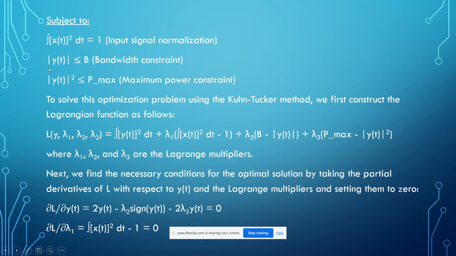That means the magnitude or absolute value of y of t is less than or equal to a certain bandwidth, and the output signal power does not cross P max. Y of t whole square is less than or equal to P max. This is the maximum power constraint.